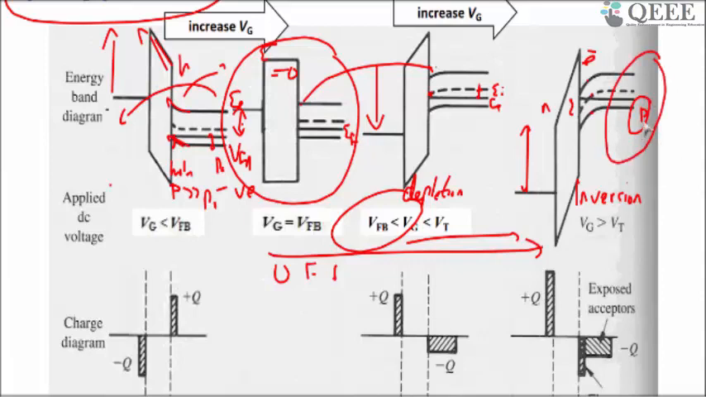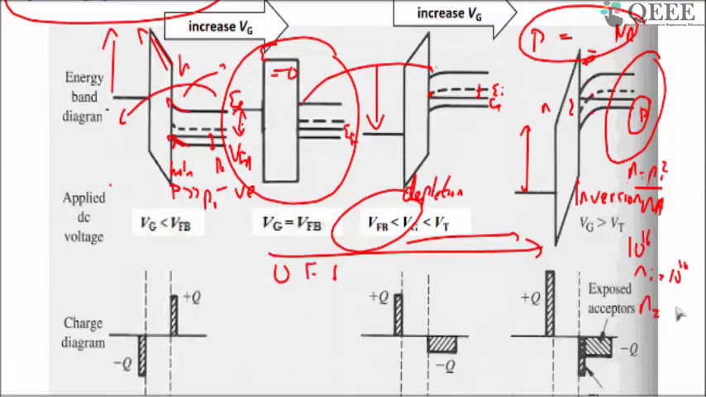So for example, let's assume this is doped Na. The hole concentration p is equal to Na. Let's assume all of them are ionized. So the electron concentration is ni squared by Na. If you do some math, for example, if Na is equal to 10 to the power of 16 and ni is roughly equal to 10 to the power of 10, that means the electron concentration is roughly around 10 to the power of 4.